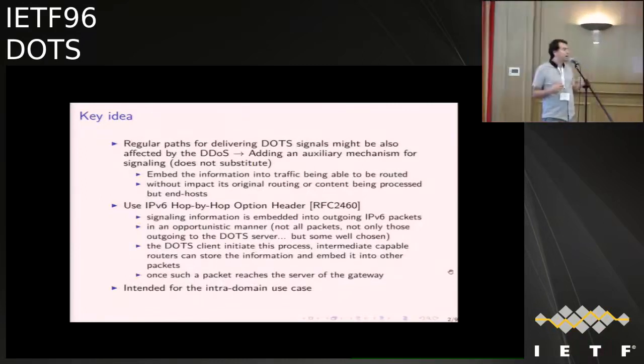We propose in this draft to use the IPv6 hop-by-hop option header, because it provides a way to do so in an opportunistic manner, embedding the signal into the IPv6 packet, and then to spread the signal by re-embedding at some capable router, which can just copy the information. Of course, we may go into more detail, but it's more intended for the intra-domain use case. Next slide, please.